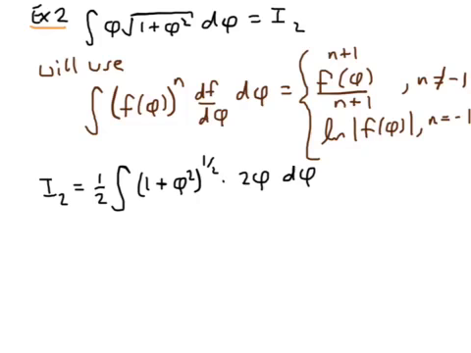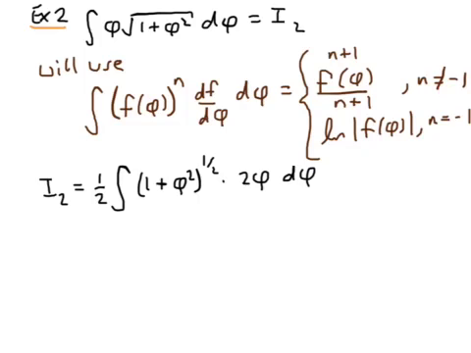And now we look at this and we see that this integral is of exactly this form. This is 1 plus phi squared, that's f, all to the power of a half, multiplied by the derivative of f. The derivative of 1 plus phi squared is 2 phi, and so this is of this form with n being equal to a half, and a half is not minus 1.